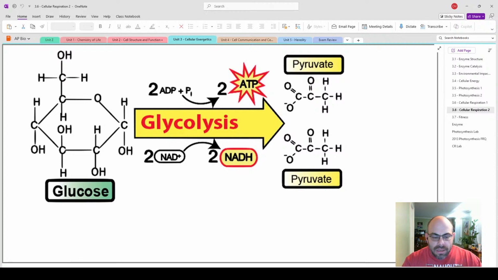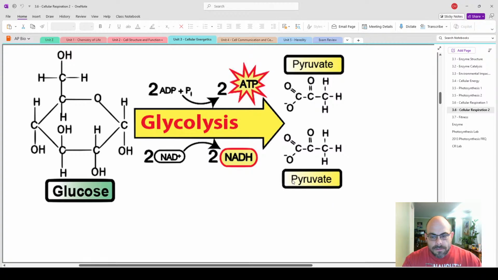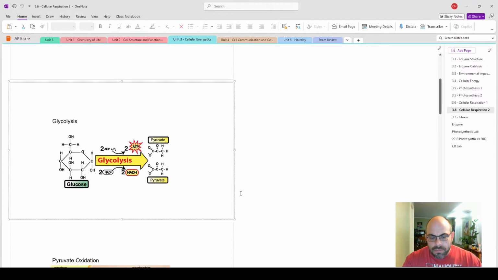What's interesting about glycolysis, if I could show you a picture actually. I don't know if this will be helpful to you or not. You don't need to know this, but it could be helpful for some of you to wrap your head around it and say, oh, okay, that makes sense. Again, I don't know if this will be helpful or not.